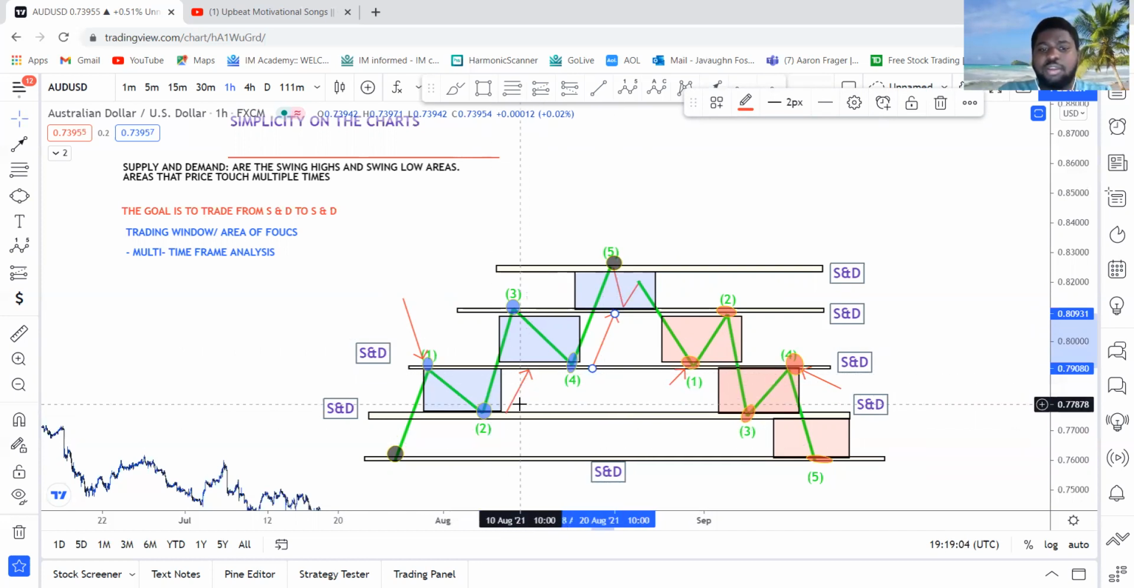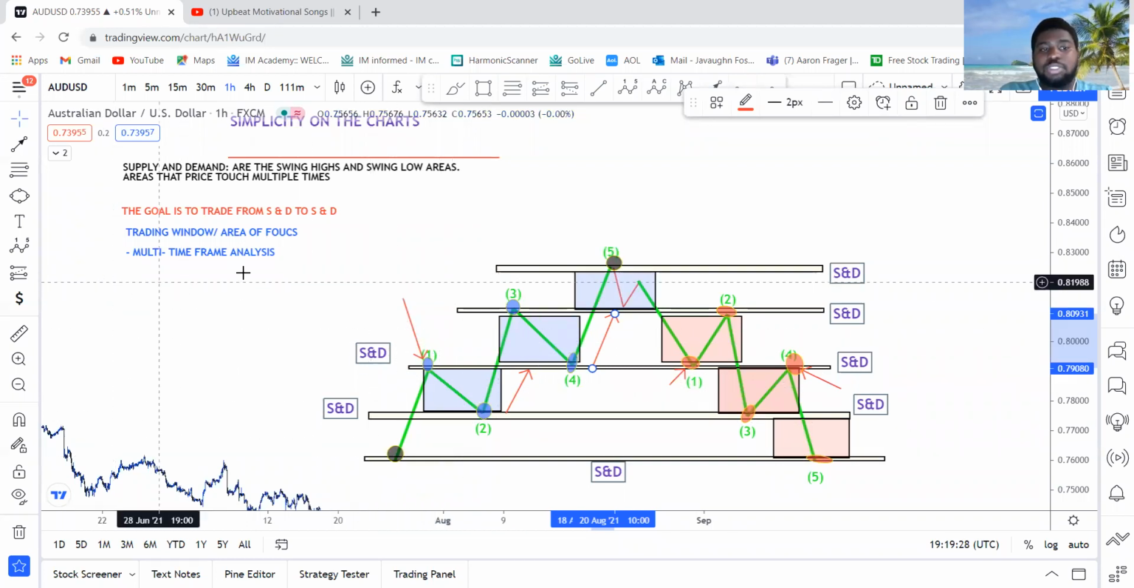So while we're trading, you just want to focus on supply and demand to supply and demand, supply and demand to supply and demand. And that brings us to the next part. What is the trading window, our area of focus? This area between each supply and demand is your area of focus. That's your trading window. That is what you're paying attention to.